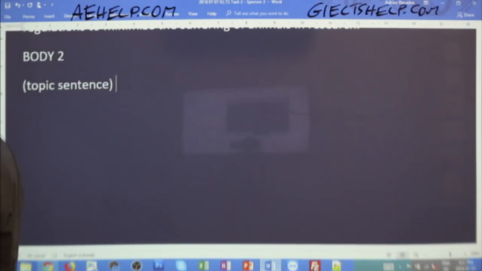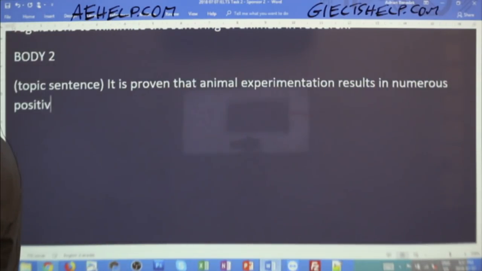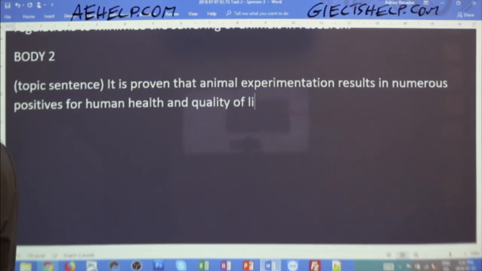So it is proven that animal testing or experimentation, I'll take that nice word, results in numerous positives for human health and quality of life. Okay, good. And then the explanation.